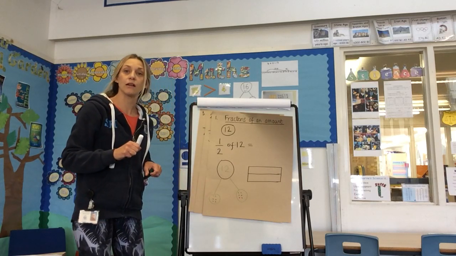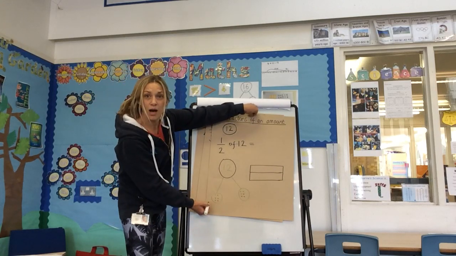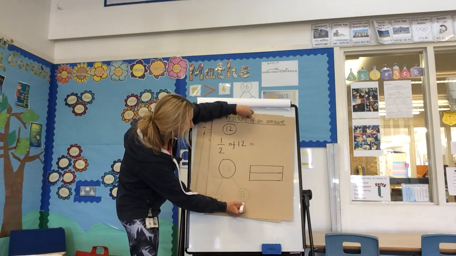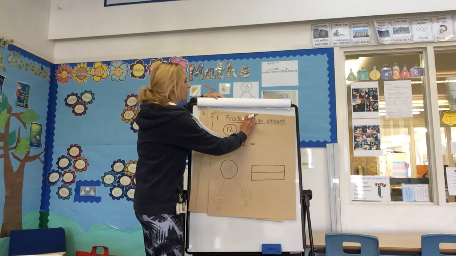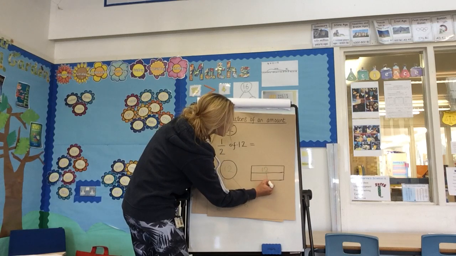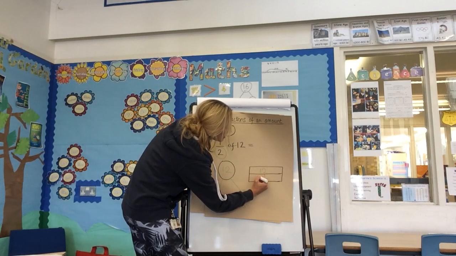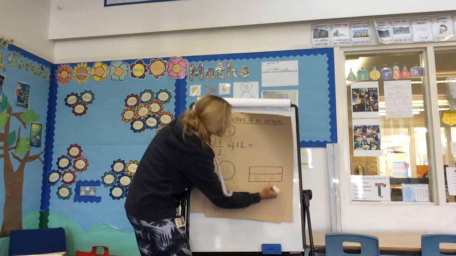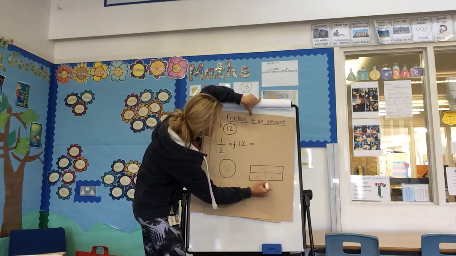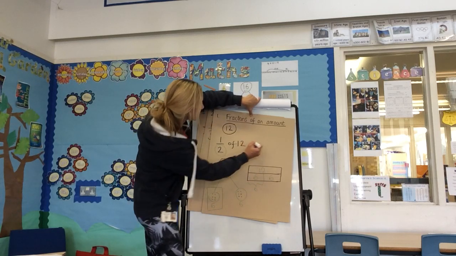Now Mrs. Gadd also said last week that the parts must be equal. Have I got equal parts? I've got 1, 2, 3, 4, 5, 6 in here, and 6 in here. They're equal. Brilliant. So on my bar model, my whole number is 12. I need to split this into 2 because that's my denominator. 12 into 2. I've got 6 in this side and 6 in this side. So 1 half of 12 is this one here, 6. 1 half of 12 is 6.